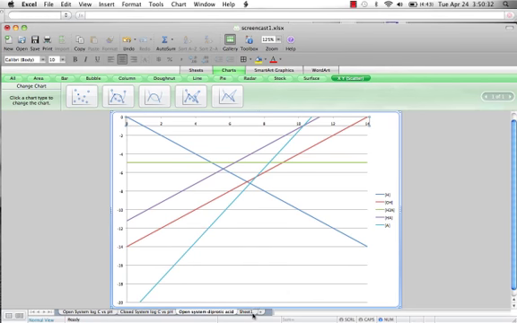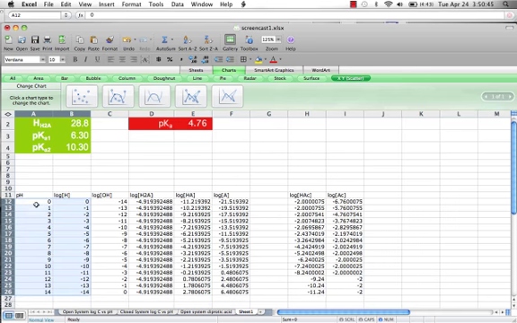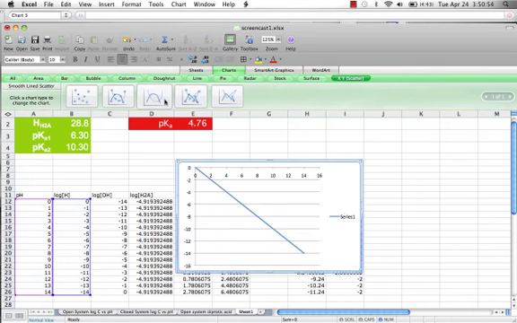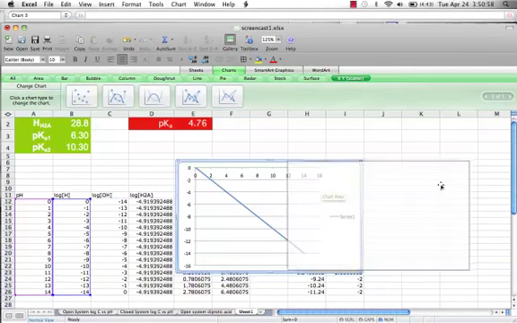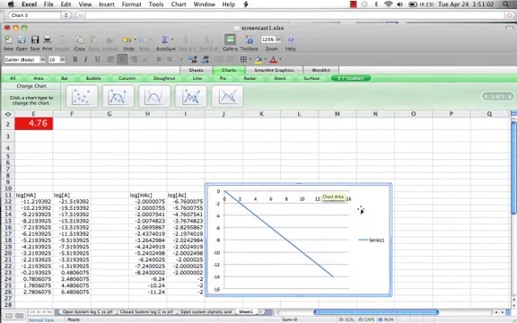Alright, so now we're going to go back to our first sheet, and we're going to construct a diagram for our closed system monoprotic acid. We're going to start off the same way. This is still highlighted, so we're going to highlight our pH and log hydronium concentration, charts, XY scatter, smooth line scatter, right click on that. Actually, let's move this chart out of the way so we can see our concentrations.